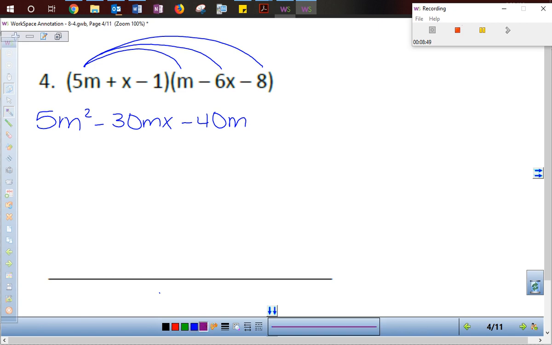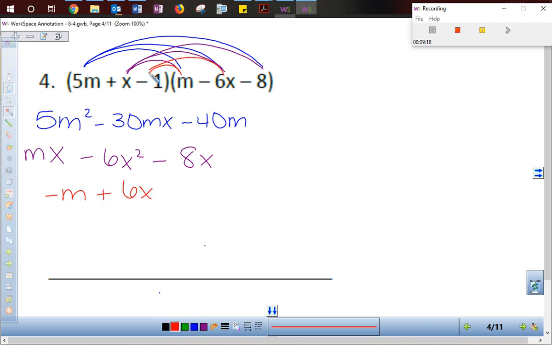Now let's go to my second term. When I distribute my x, I start off with an x times an m. Now remember, alphabetical order. So the m needs to go first, the x needs to go second. X times negative 6x gives me a negative 6x squared. And x times negative 8 gives me a negative 8x. Finally, I need to distribute my negative 1. So negative 1 times m gives me a negative m. Negative 1 times negative 6x gives me a positive 6x. And negative 1 times negative 8 gives me a positive 8.